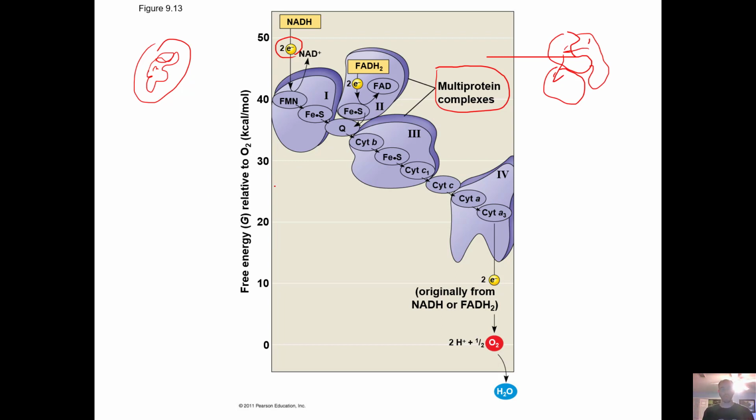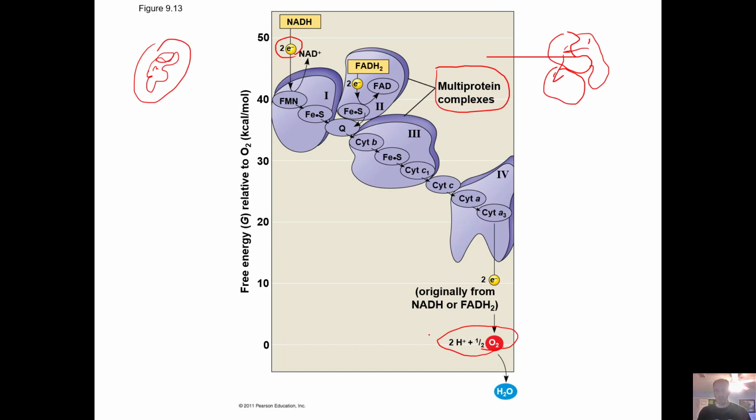NADH dumps its electrons off at complex 1. FADH2 dumps its 2 electrons off at complex 2, partway down the stairs, right? Then these electrons are passed from one molecule to the next, down the chain, and at the very bottom of that chain, waiting at the end, is, you can see there's a complicated mess right here.